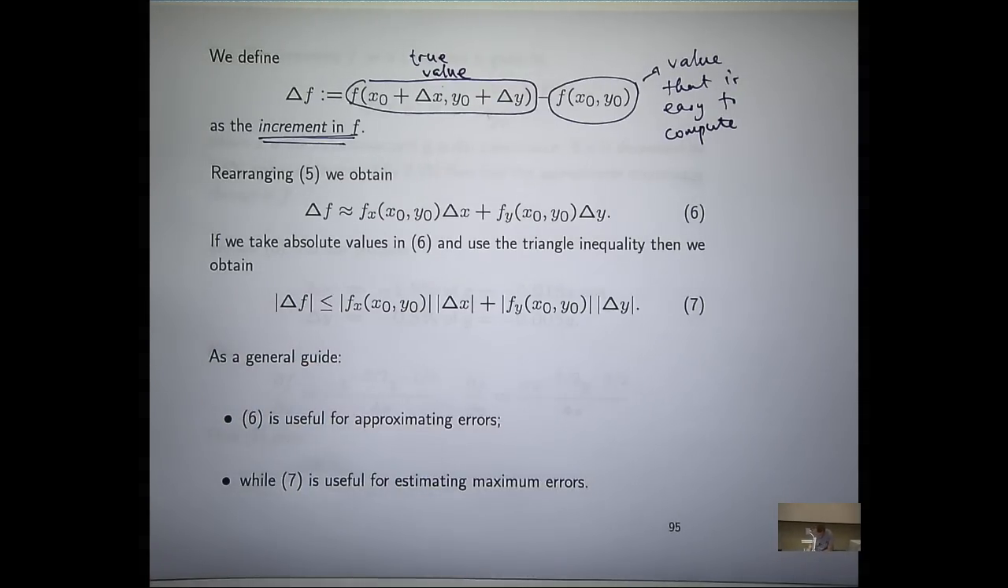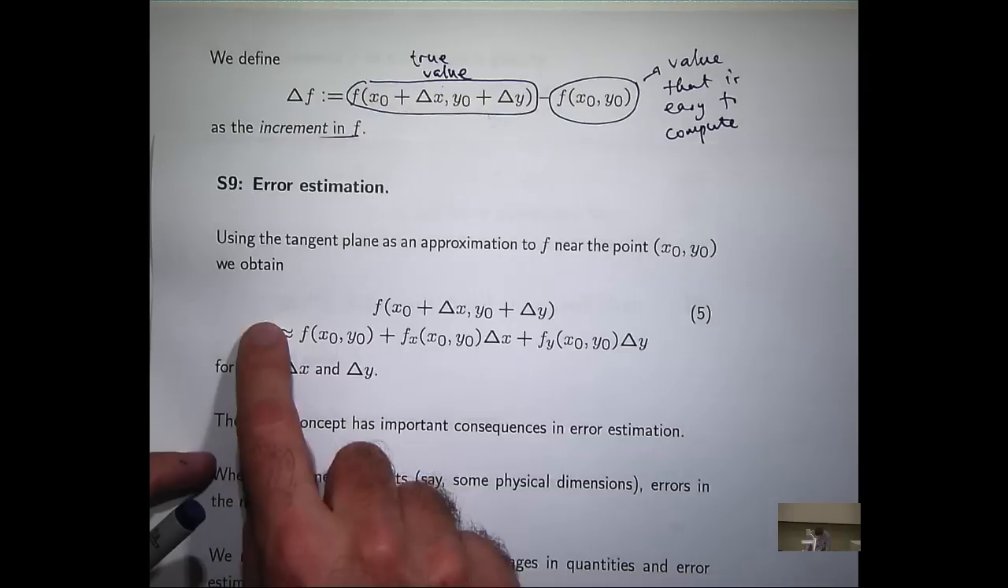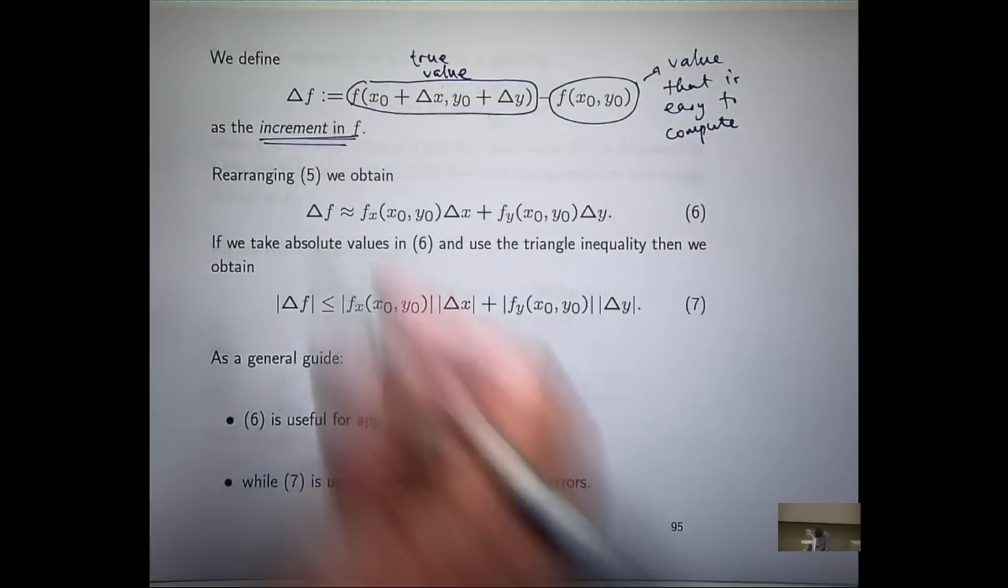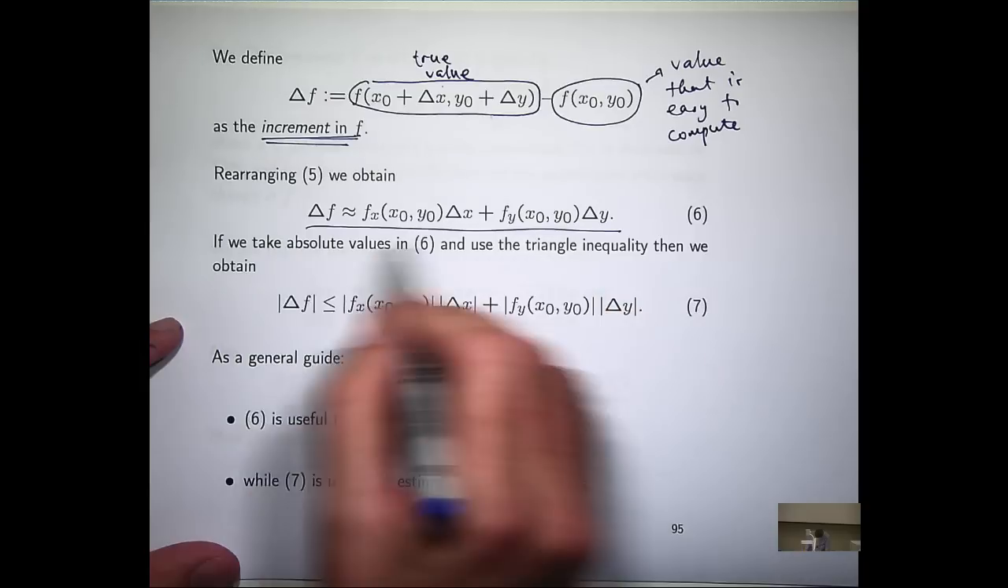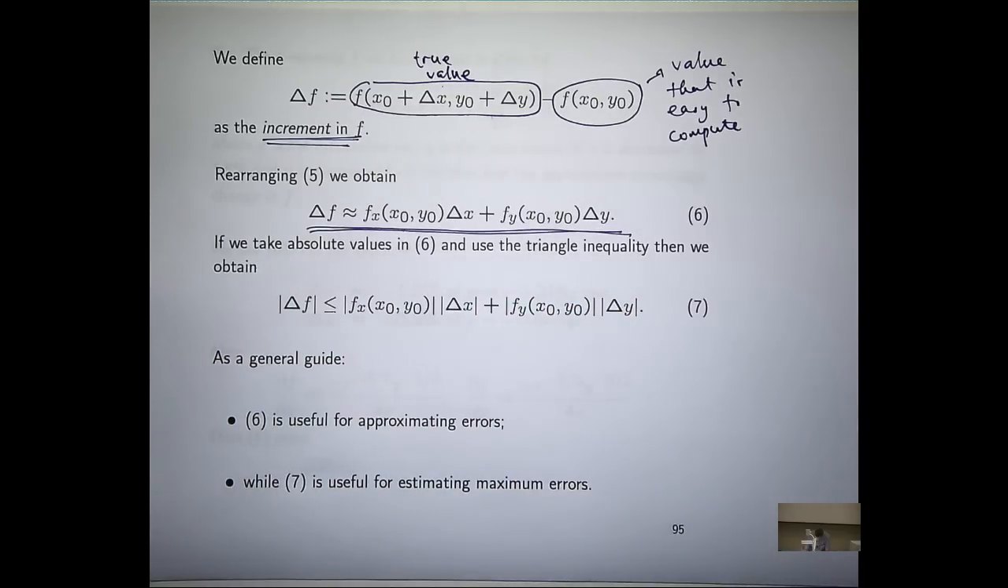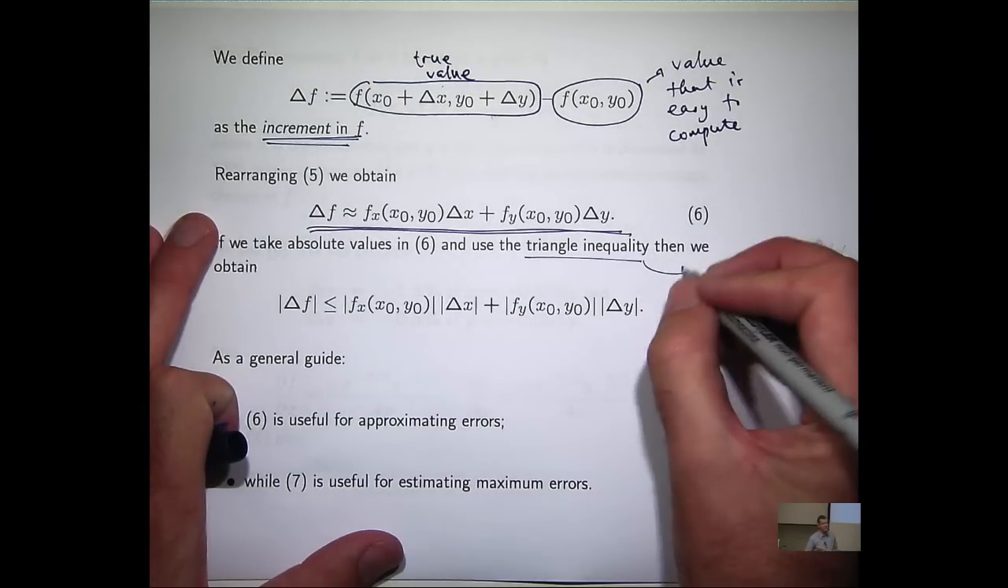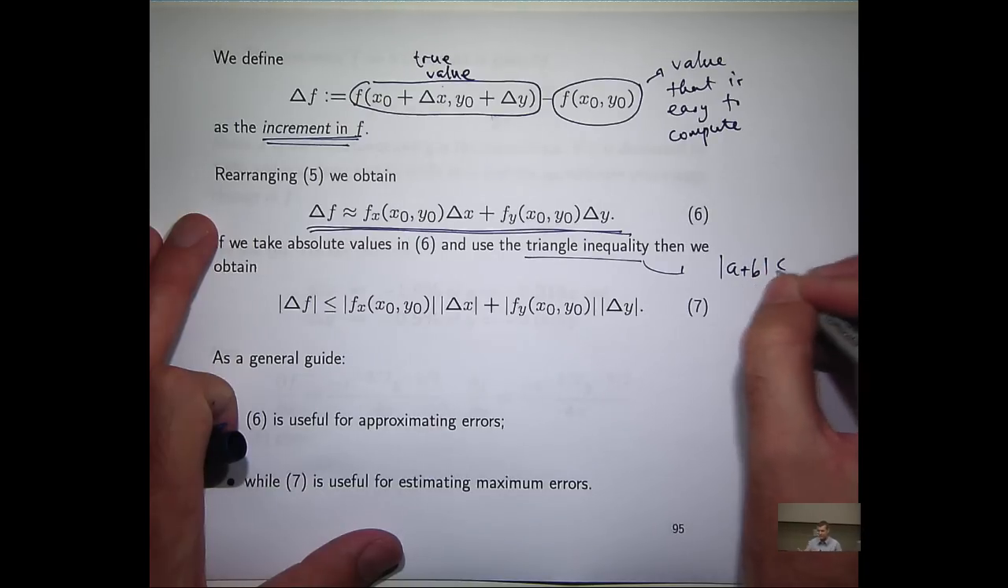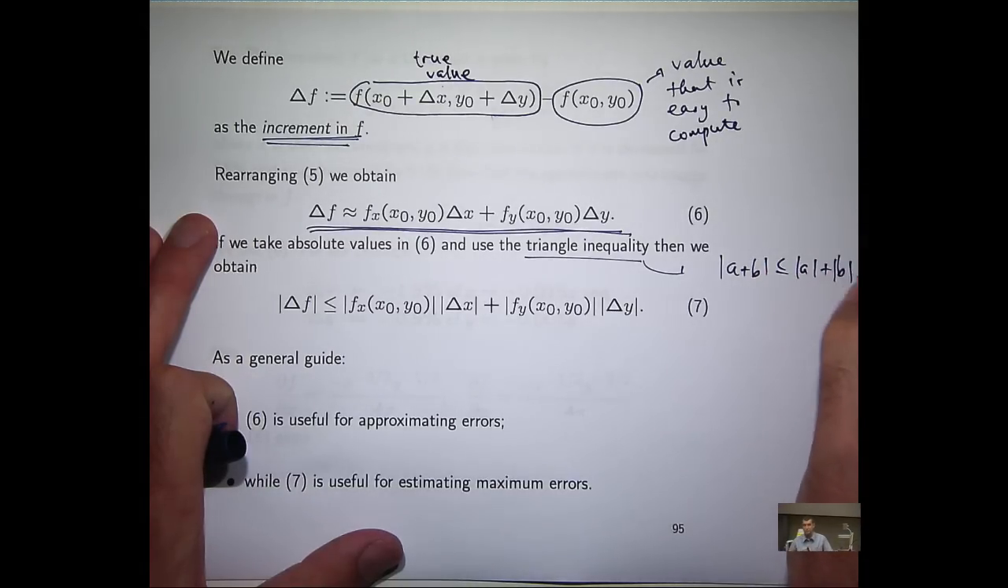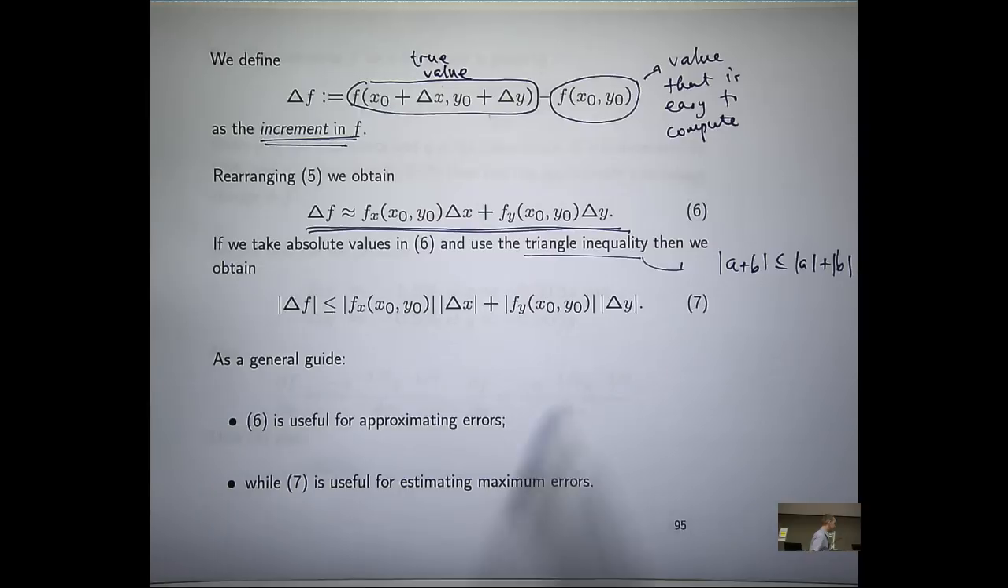Now, if we go back to 5 and rearrange, bring that over to the other side, there, and then under this notation, we have this type of approximation. So you can think of delta f as being some sort of error, really. If you take absolute values in 6, and then use the triangle inequality, so by the triangle inequality I mean something like this. Okay? Then you can come up with 7.